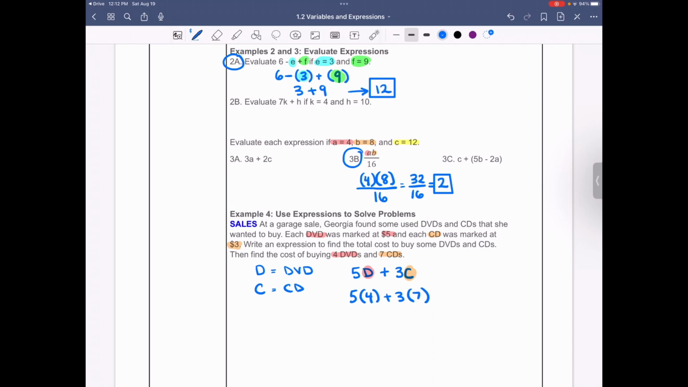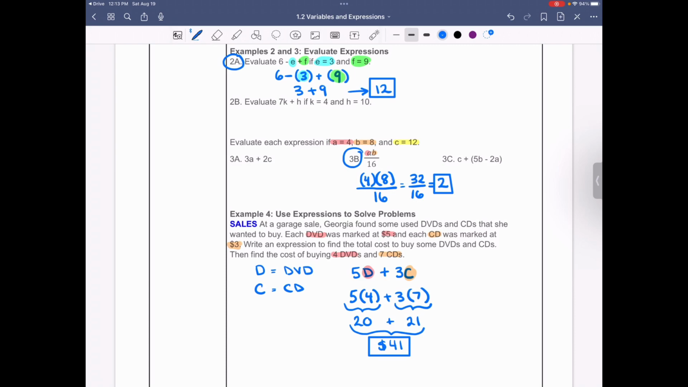Then I'm going to use order of operations. I am going to combine both of the multiplying together in one step. 20, 21. Add them together and we get $41. And we're going to box it. The dollars are our units, and remember we always want to write our units.